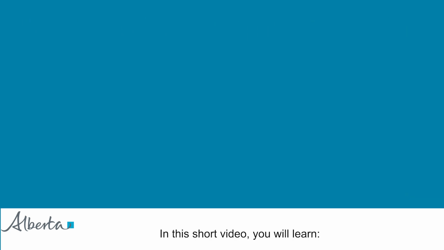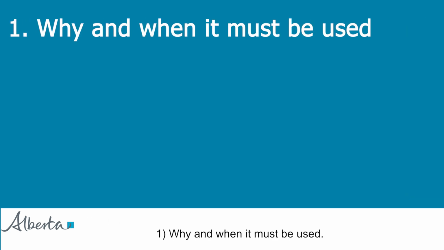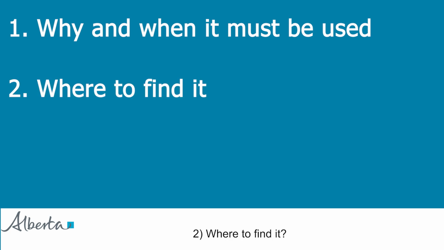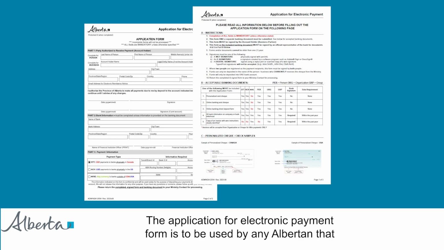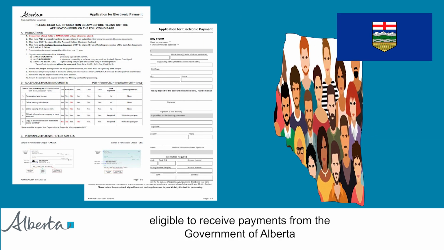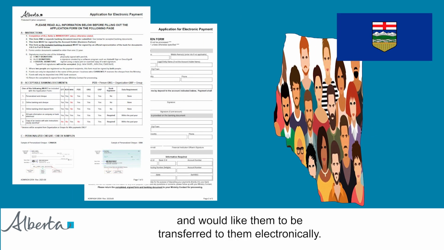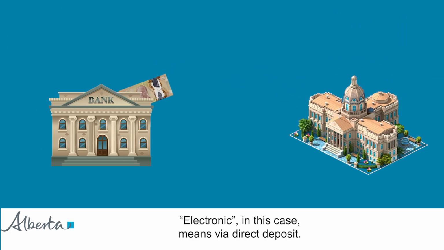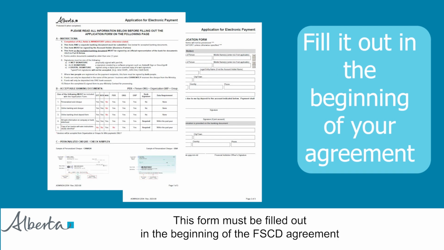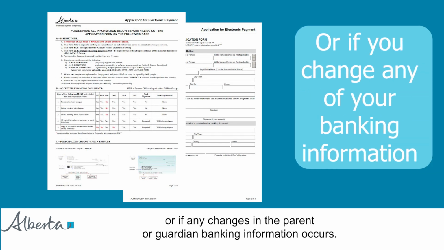In this short video you will learn why and when it must be used, where to find it, how to fill it out. The application for electronic payment form is to be used by any Albertan that are eligible to receive payments from the Government of Alberta and would like them to be transferred to them electronically. Electronic, in this case, means via direct deposit. This form must be filled out in the beginning of the FSCD agreement or if any changes in the parent or guardian banking information occurs.